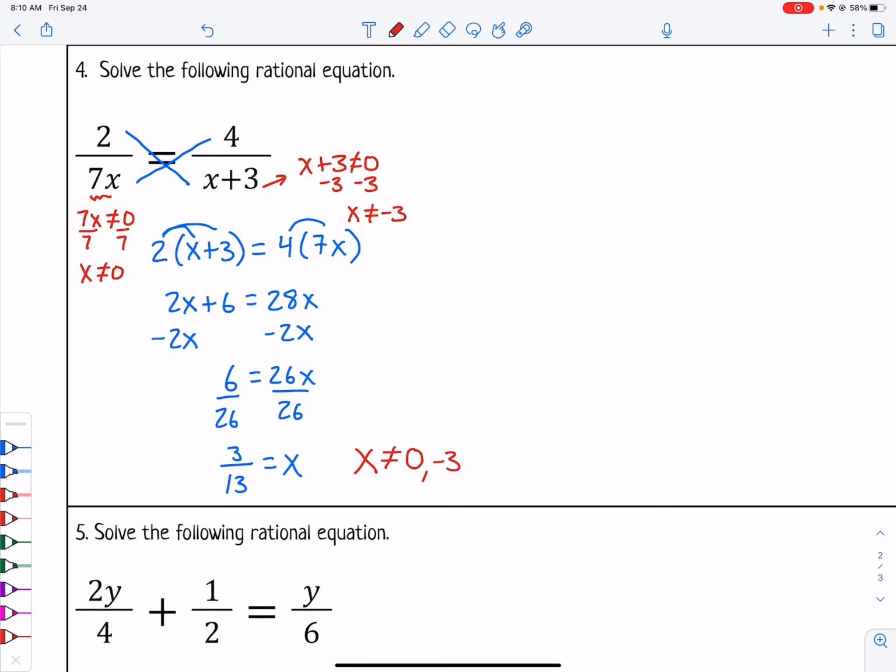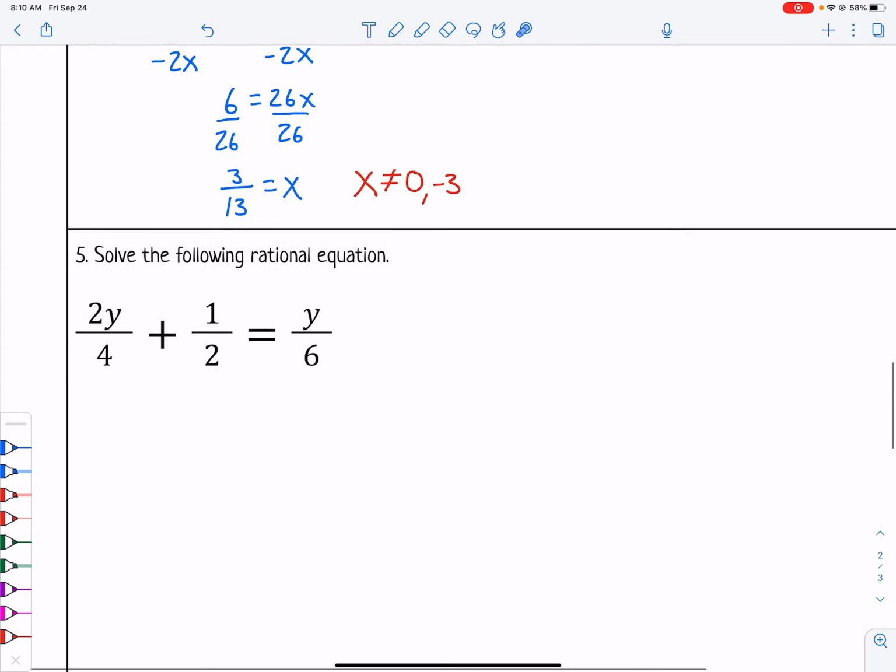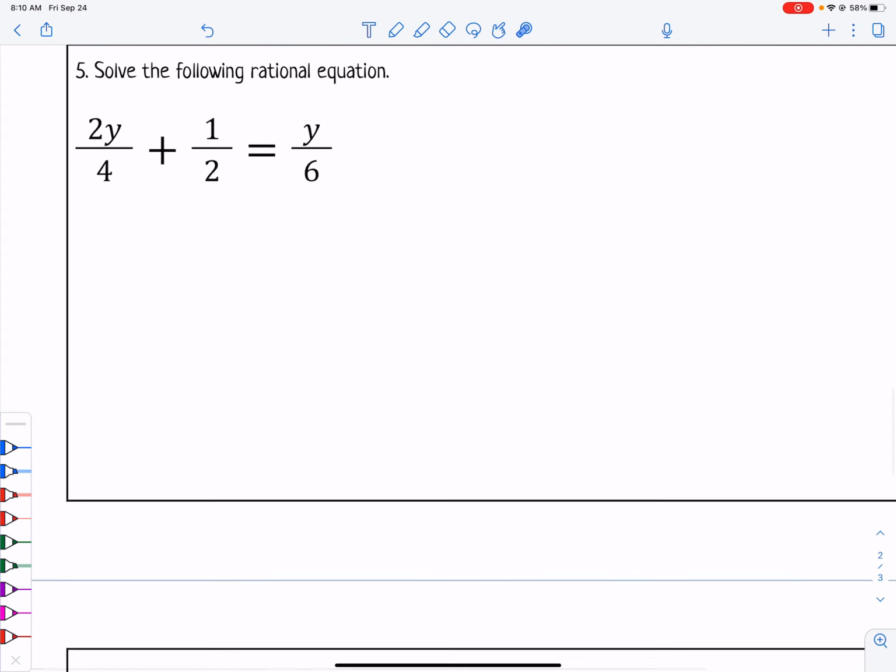As long as what you get for your solution, right here we got 3 over 13, is not a restricted value, then all is good. If it happens to match, like you get a value that is restricted, you would have to say that you have no solution. It's an extraneous solution. So that's what would happen in that case. And it sometimes does happen. So let's look at number 5.